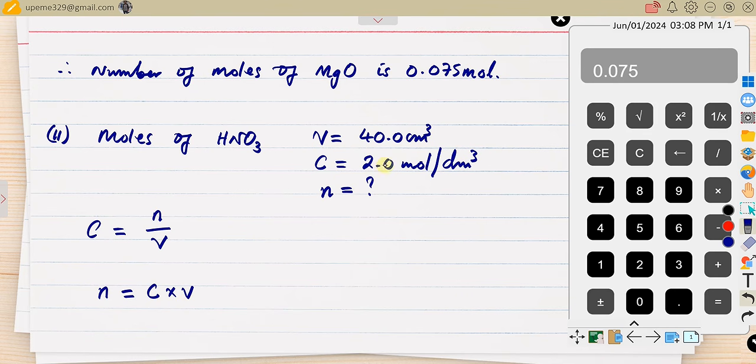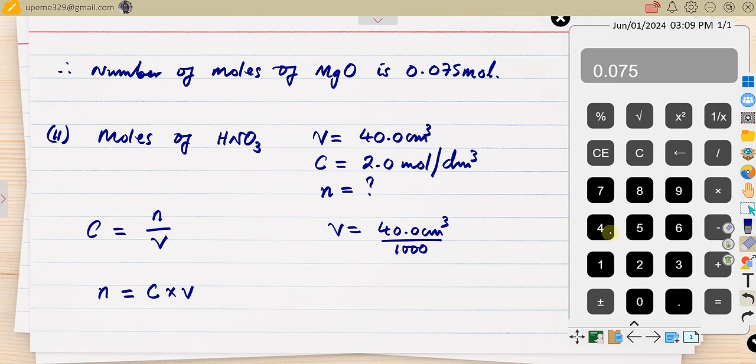So put concentration C here, volume V here, then we'll multiply. Now, before you do that, this volume must be changed to cubic decimeter. Here we have cubic decimeter in the concentration, so change this one to that. So how do we change? If we have volume given as 40.0 cubic centimeters, to change it to cubic decimeter, you just divide by 1000. So you divide by 1000.